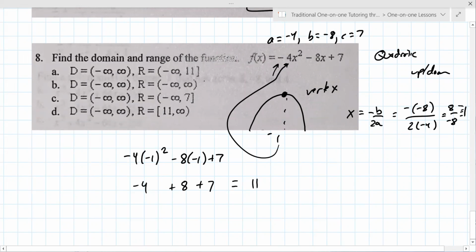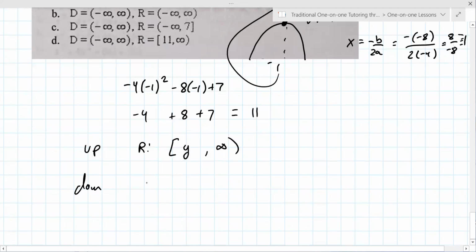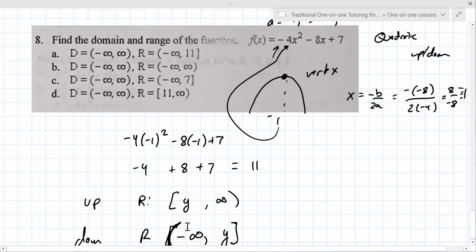So that's a pretty good indicator of where it is. When a quadratic opens up, the range is the y coordinate of the vertex to infinity. But when it opens down, the range is minus infinity to that y value. So since yours opens down, it's the second one here. The domain is always minus infinity to infinity, so that's why it's this one.